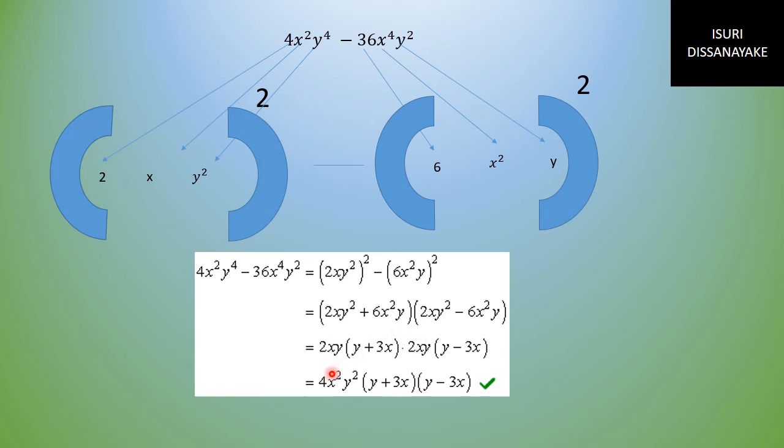2 times 2, 4. x times x, x squared. y times y, y squared. So you have simplified this. And then we write it as y plus 3x and y minus 3x.